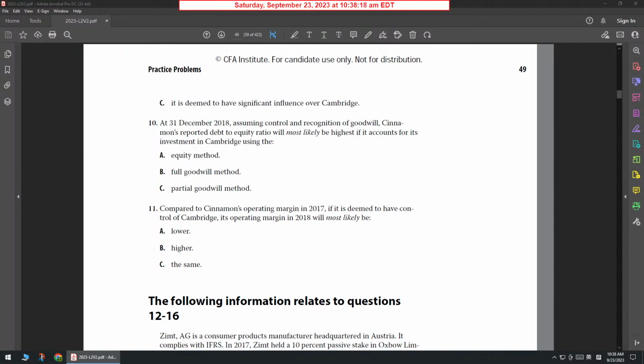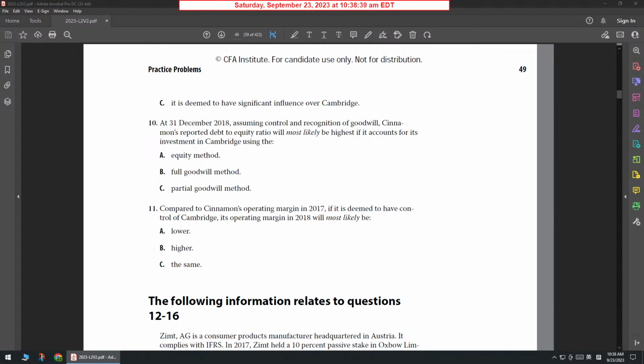So C, it is deemed to have significant influence over Cambridge. So 3 is C. It's rather a letdown that we don't have to read anything to answer these questions yet. We're going to 2 and 3. Let's see what we have for number 4.